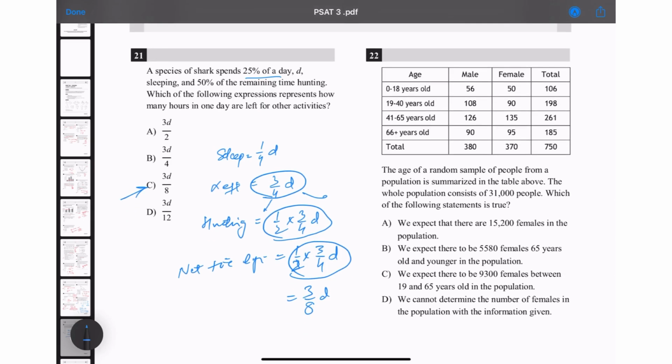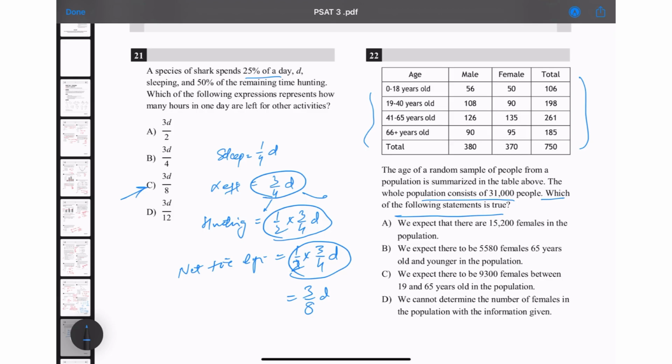22. Just read this question. Which of the following statements is true? The whole population consists of 31,000. No need to read this table, just have a general look. It's the random age of people. We expect there are 1,500 females in the population. So here the total population is 750, females are 370.